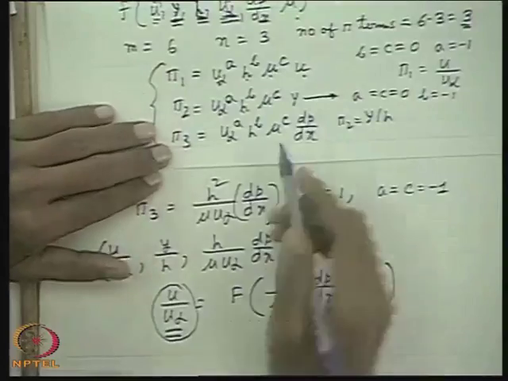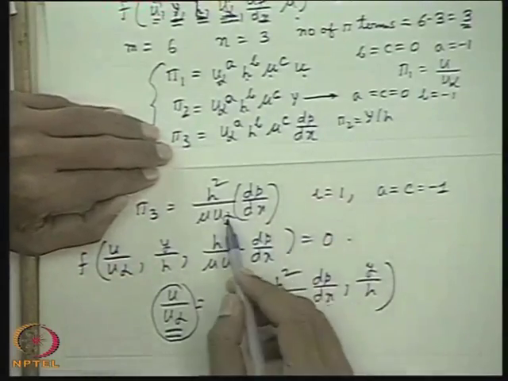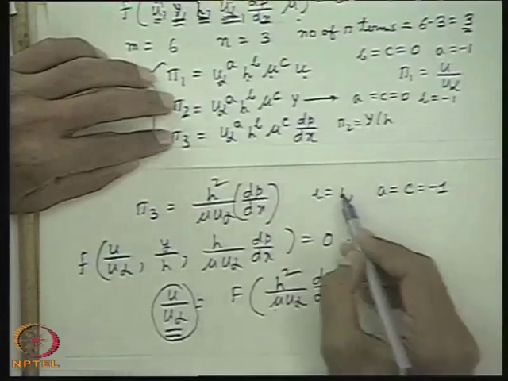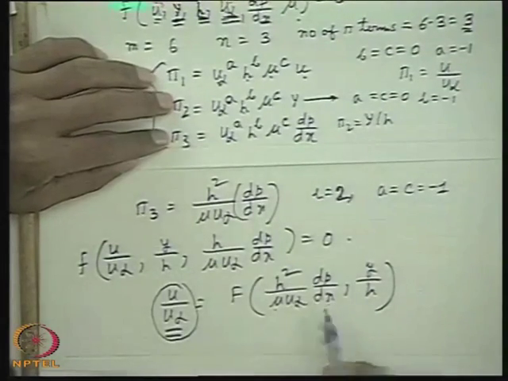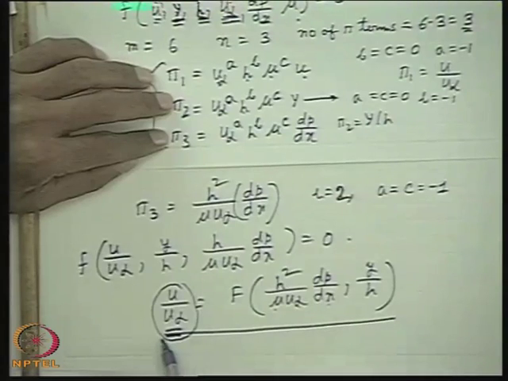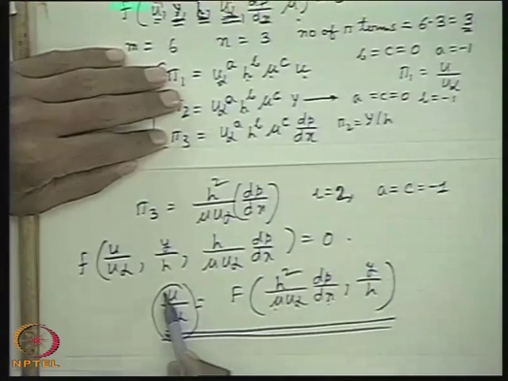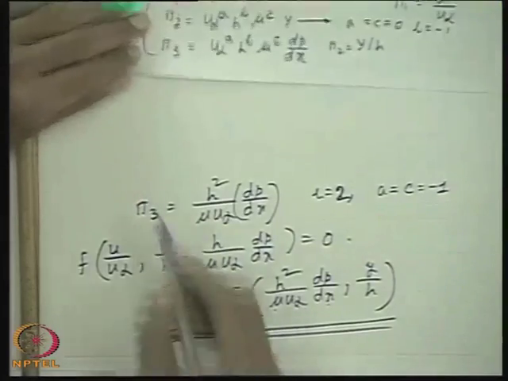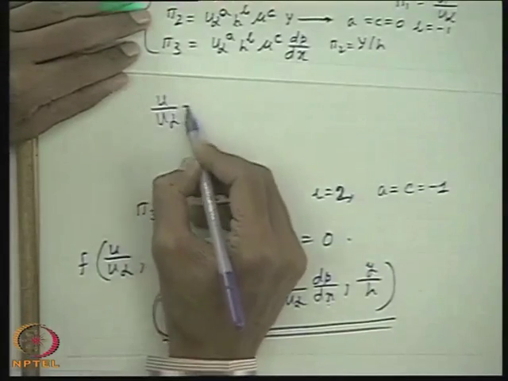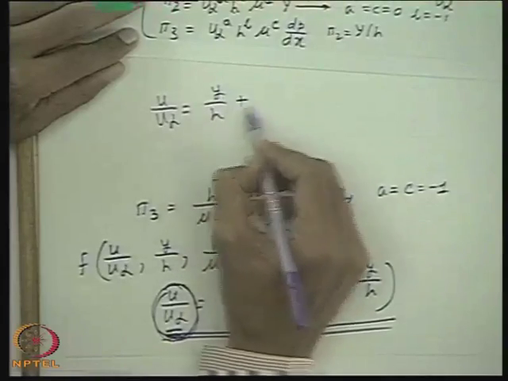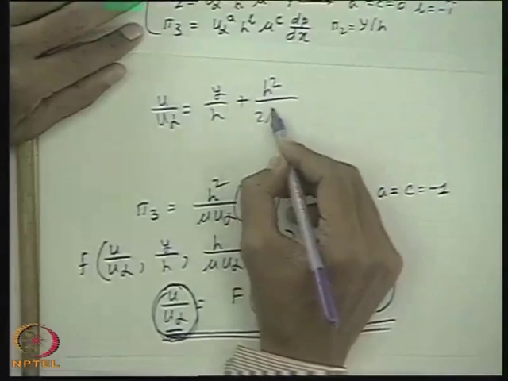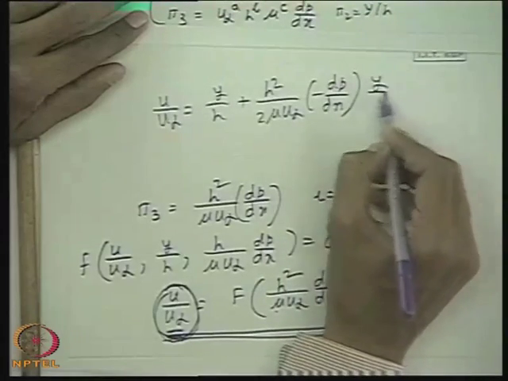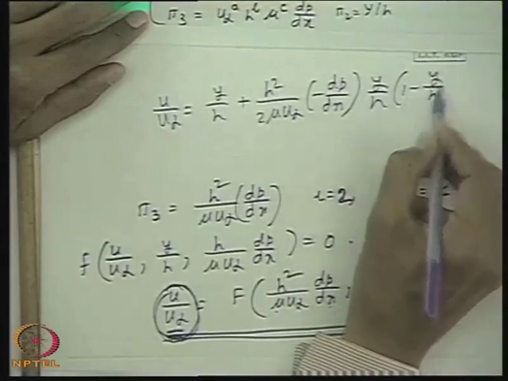This will be h square by mu u infinity. So therefore, this pi 3 terms where I have explained b, that b is equal to 2, h square by. But the difference is that the most interesting thing and informative thing is that by the exact solution of Navier-Stokes equation, we deduce the relationship. If you remember, u by u infinity is y by h plus h square by 2 mu u infinity into minus dp dx into y by h into 1 minus y.